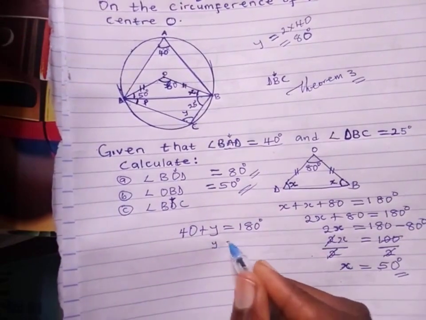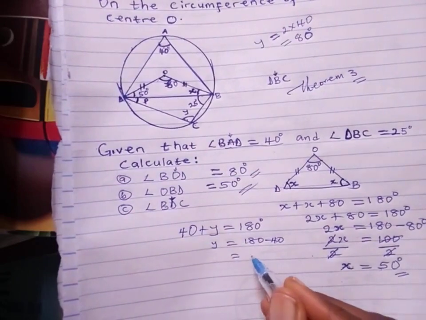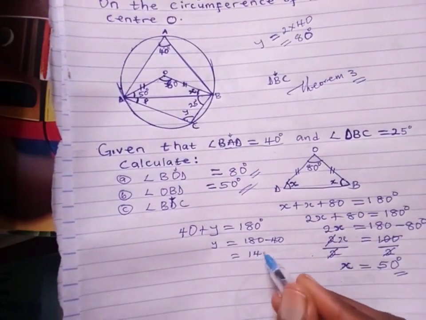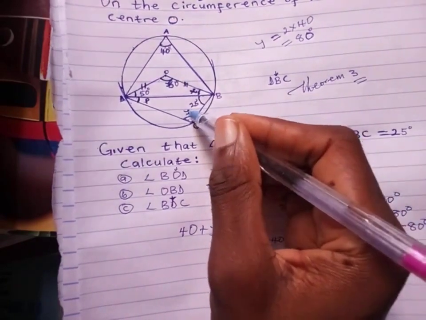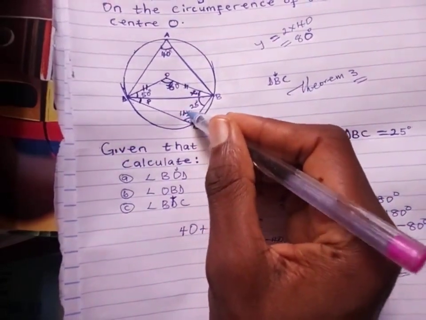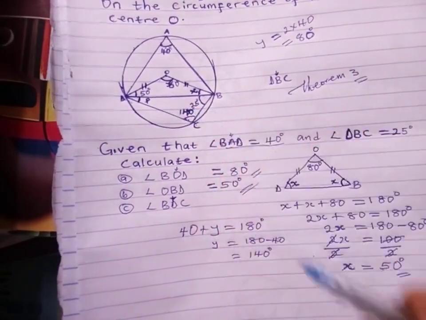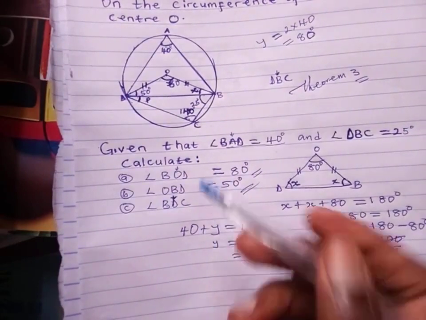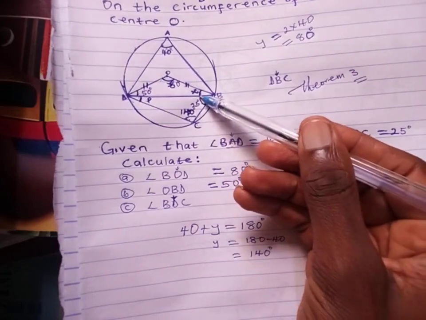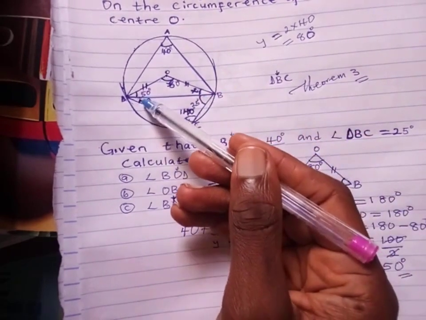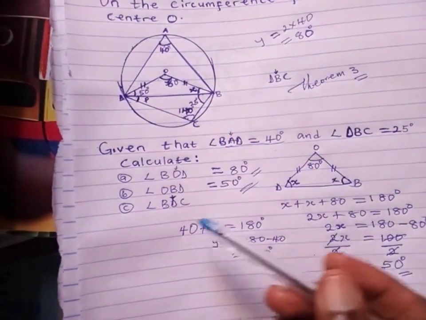Now, my y is going to be 180 minus 40 degrees. So y is going to be 140 degrees. So it means that the angle at this very point, y, is 140 degrees. That's the angle I have forming there now. So since we've gotten this angle, and we know this angle already which is given, then we can easily find the angle P which we're asked to find here. Okay, so how do I find it?